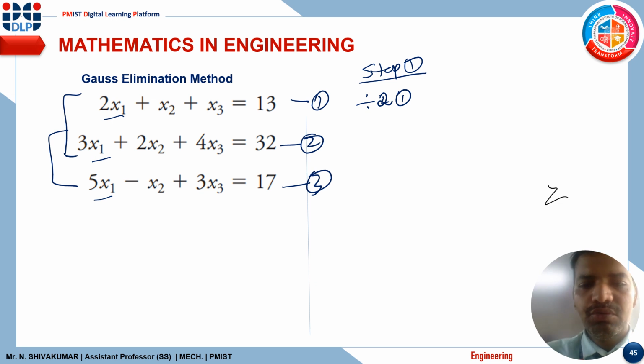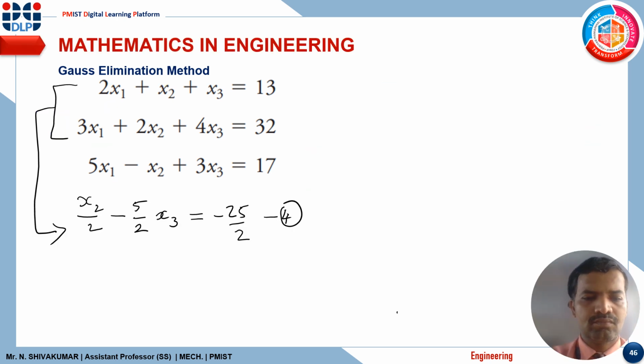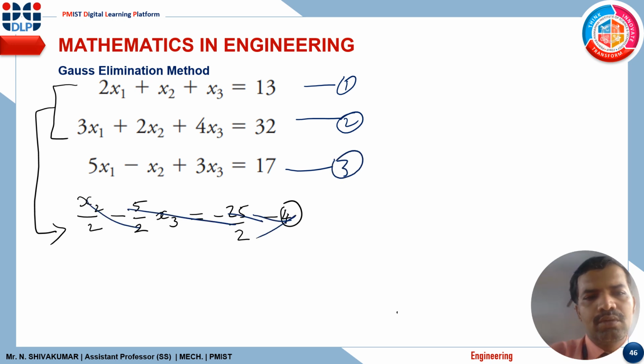So divide by 2 the first equation. So it becomes x1 plus x2 divided by 2 plus x3 divided by 2 equal to 13 divided by 2. So this is the simultaneous equation we have to solve. Okay, so this is equation number 1, 2, and this is 3. Okay, so let's focus on equating the x1 terms for equation 1 and equation 2. So equation 1 has 2x1, whereas equation 2 has 3x1. So first I am taking equation 1.